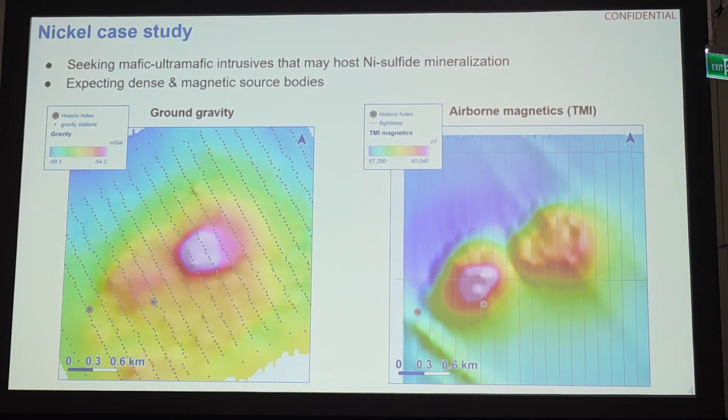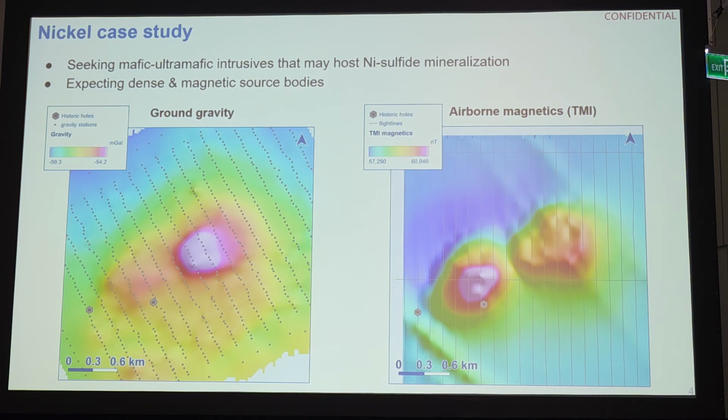So today I'm going to show you a case study looking at nickel exploration. We are seeking mafic to ultramafic intrusions that may host nickel sulfide mineralization. We're not trying to target the mineralization directly here. We just want to identify prospective intrusions where we can then come in and do additional work. We're expecting these intrusions to be dense and magnetic, and we've got some ground gravity data and some airborne magnetics over a particular target.